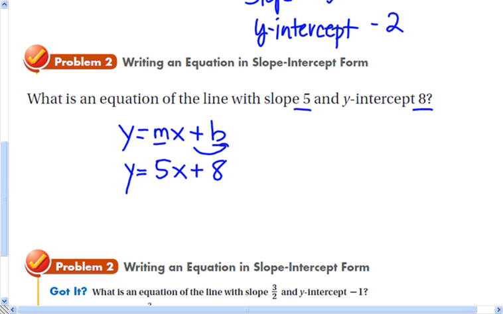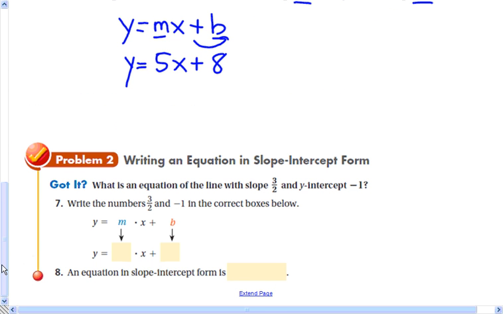All right, so try this problem. Write the numbers 3/2 and -1 in the correct boxes below. The slope is 3/2. That's the coefficient, the number we multiply by x. And the y-intercept is -1. That's what we add on to the end. But we're going to simplify that just a little bit and write that as y equals 3/2 x minus 1. Adding a negative is the same as subtracting.